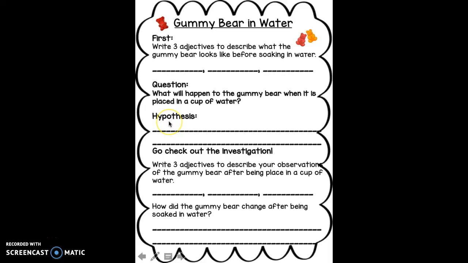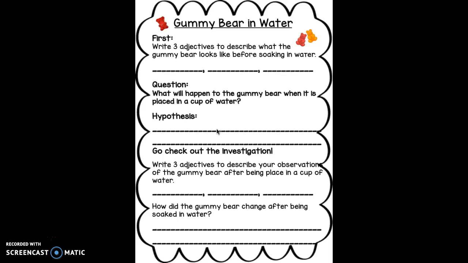And hopefully you learned that a hypothesis is your guess. So it's going to be a statement of what you think will happen. So you're not going to write a question here, and you're not going to write I think. You're going to write something like, when the gummy bear is placed in water, and then whatever you think. So it's basically like you're telling me what is going to happen, but it's still just your guess. Okay? So go ahead and pause and do that.